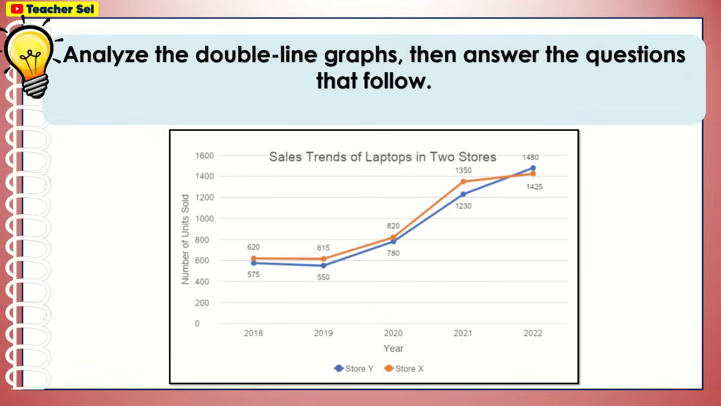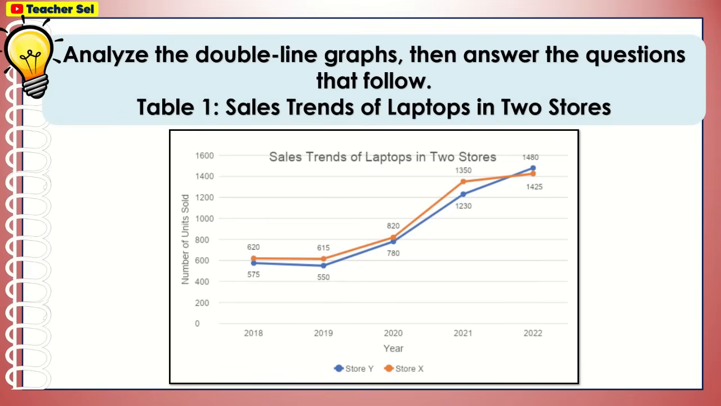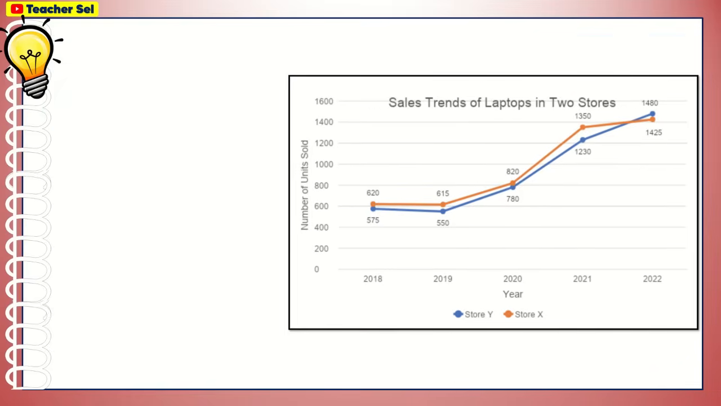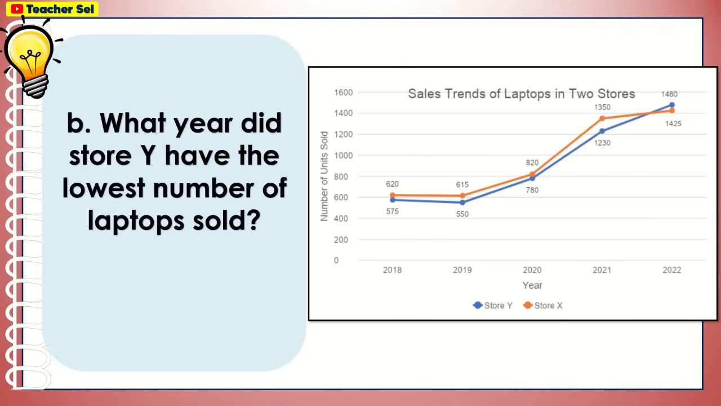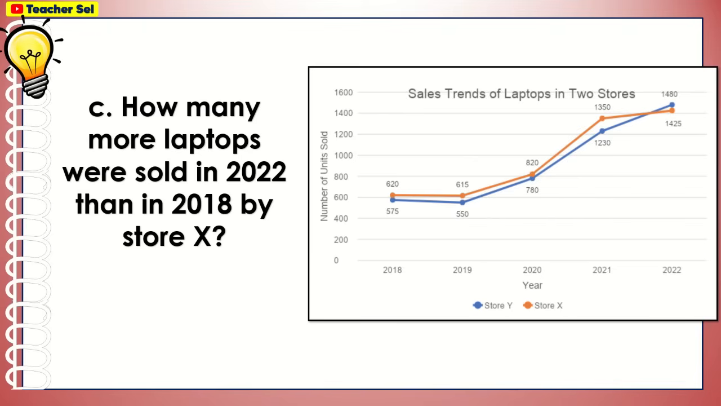Analyze the double line graphs, then answer the questions that follow. Table 1. Sales trends of laptops in 2 stores. What year did Store X have the lowest number of laptops sold? 2018. What year did Store Y have the lowest number of laptops sold? 2018. How many more laptops were sold in 2022 than in 2018 by Store X? 805.